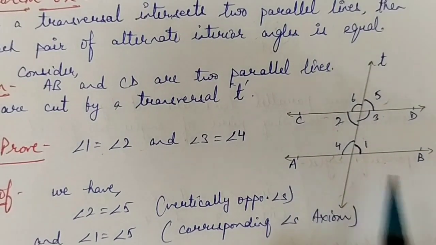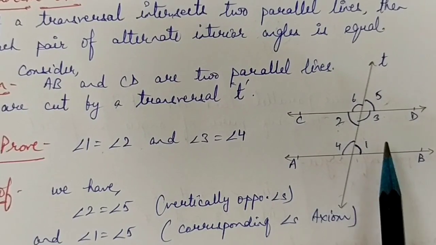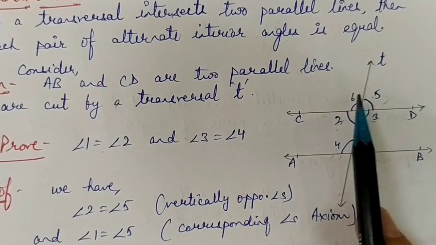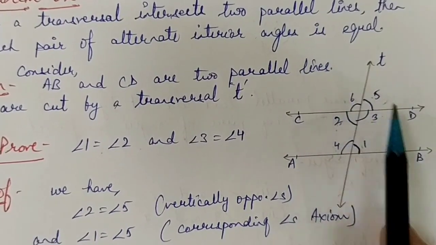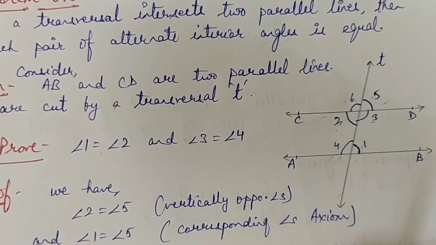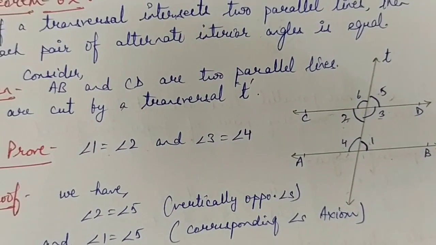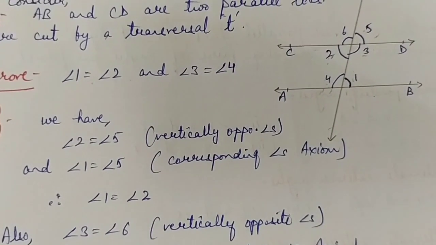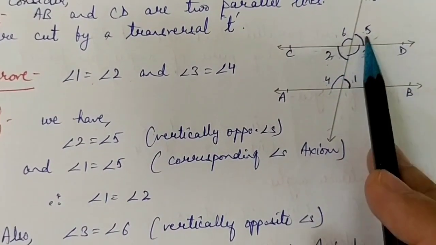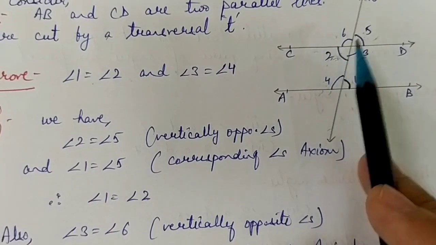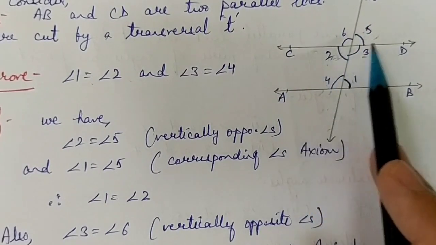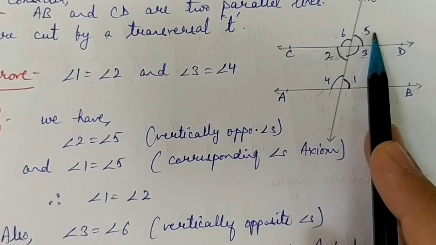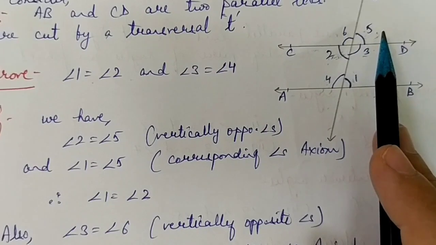So the angles formed are like this, and I have to prove angle 1 is equal to angle 2, angle 3 is equal to angle 4, and I will take help from angle 5 and angle 6. That's why I have named them. Okay. So simple theorem, very simple proof. What do you have to do? We have angle 2 is equal to angle 5, vertically opposite angles, because you can see that this transversal T and this CD are both intersecting, and angle 2 is equal to angle 5 because we have proved that vertically opposite angles are equal.